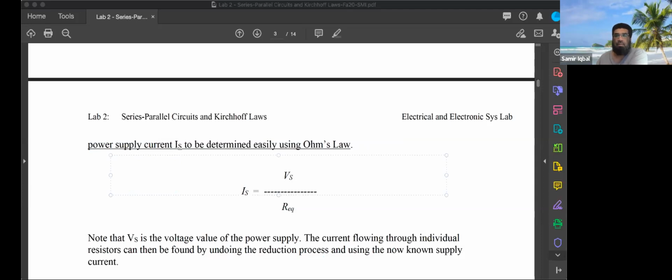Now, many times we will be using these subscripts, which help us see where this current is coming from. So here we said power supply current, so for supply we put subscript S. And power supply voltage, again. And then we put EQ for R. What would be the EQ here?